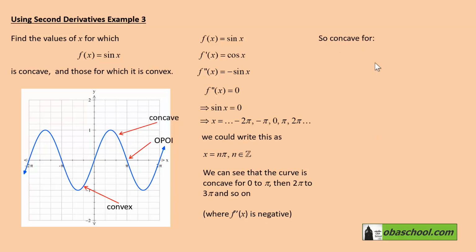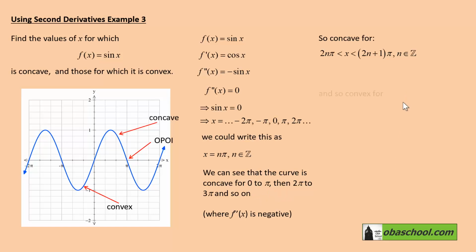So it's concave for x between 2n pi and 2n plus 1 pi, where n is an integer. Just think about n being an integer, then 2n is even, and 2n plus 1 is odd. So that's what we pointed out down here, that from even multiples of pi to odd multiples of pi, it's going to be concave.